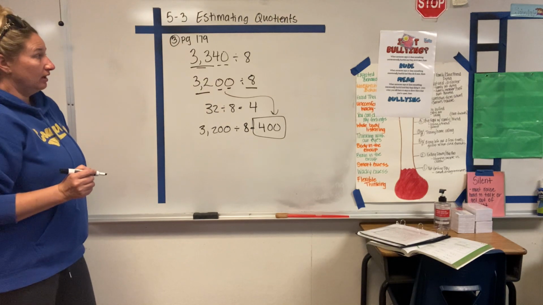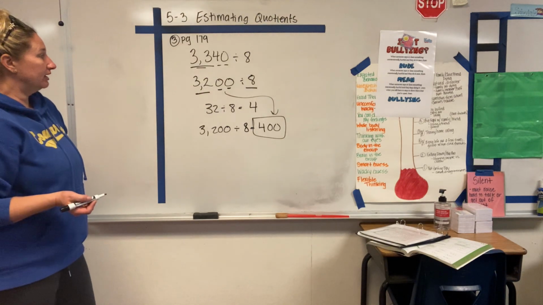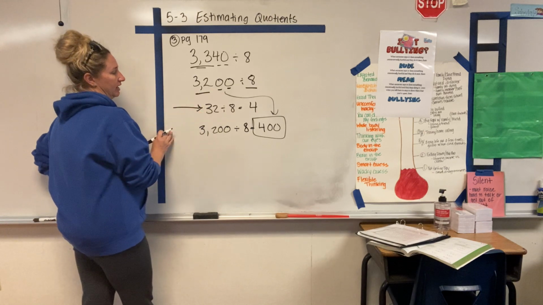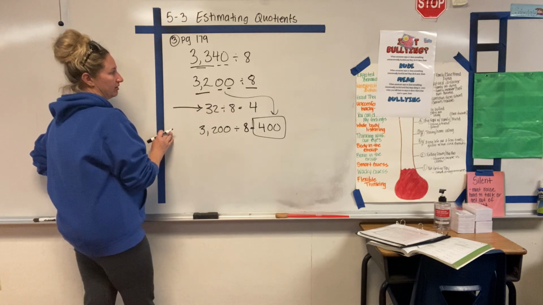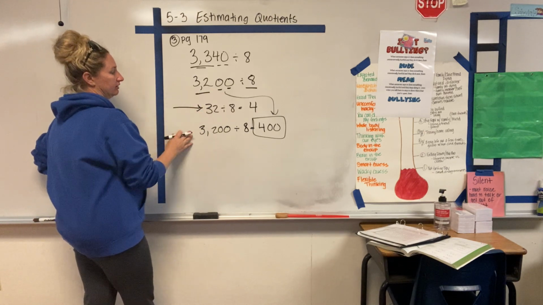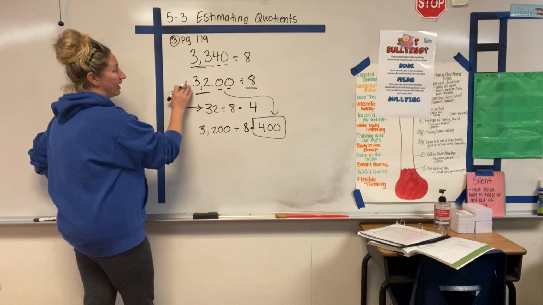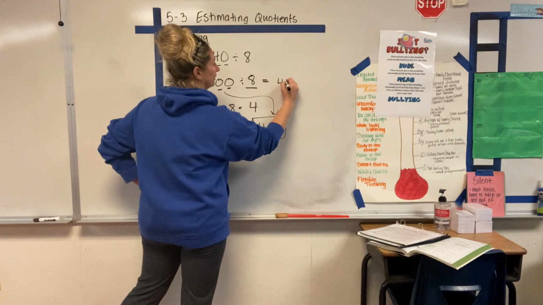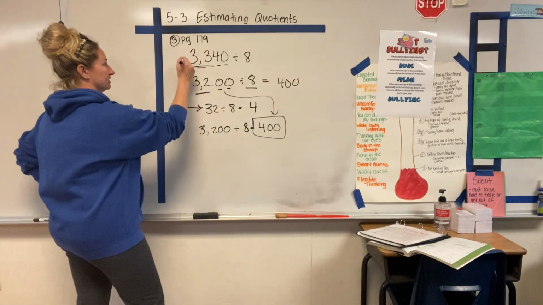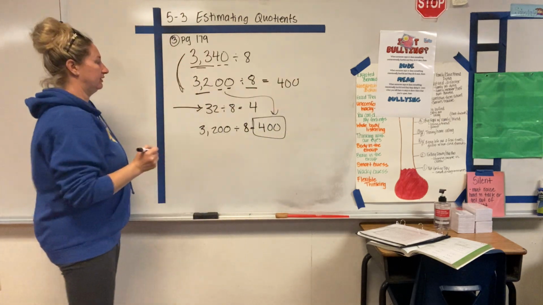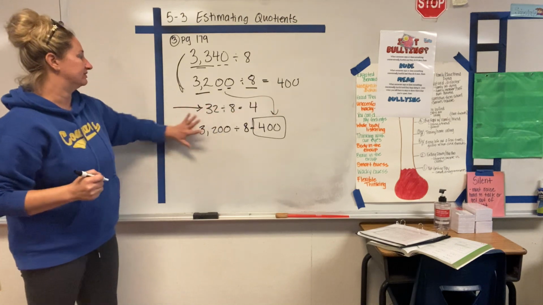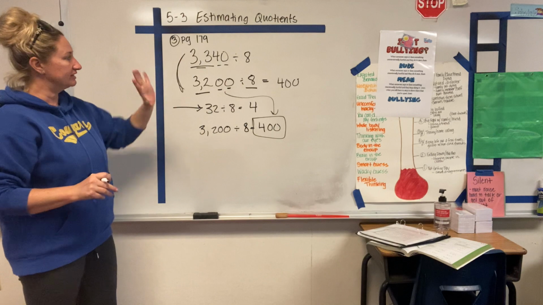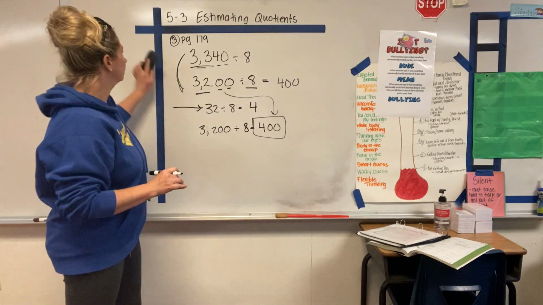Okay? So let's try another one where we skip this step and we just go straight from here to here. In fact, I can just go from here to here and put equals 400, and then my problem is just this big. I can skip all this. I don't have to write all this out every time. So I'm going to erase this and we're going to try another one.